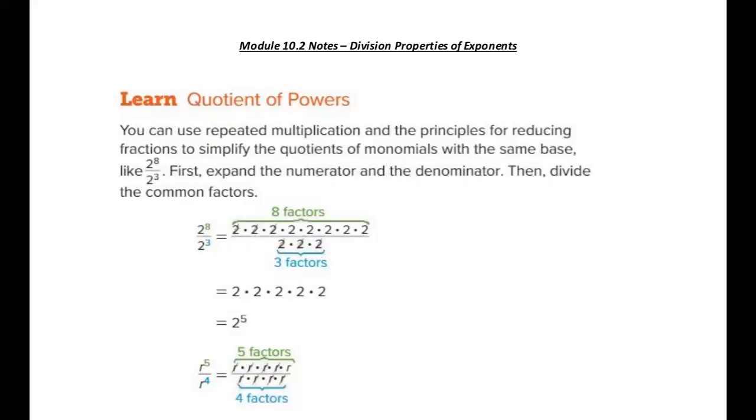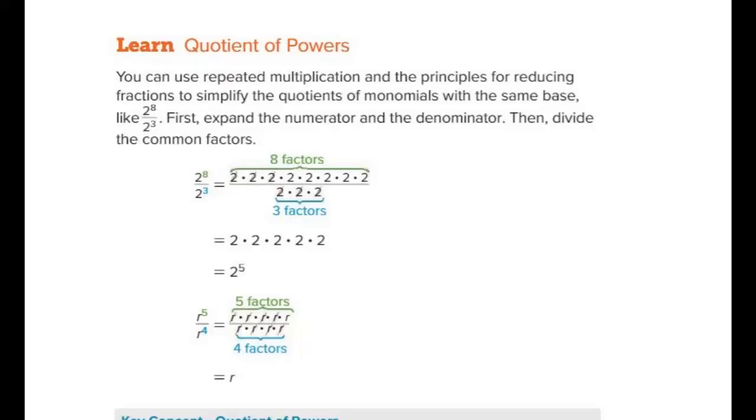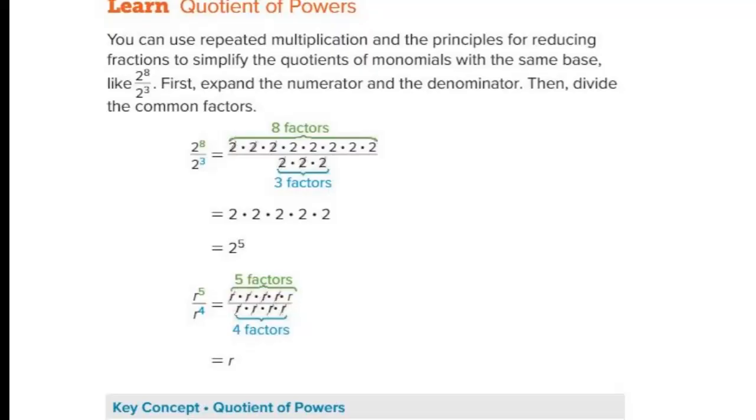And it says, let's talk about quotient of power. So we are dividing. Quotient is the name for the answer to a division problem. You can use repeated multiplication. So if we have 2 to the 8th divided by 2 to the 3rd, we could write it all out, but that's long and tedious. And we would see that the 3 on top and the 3 on the bottom cancel out, and we are left with 5 2's that are being multiplied together. Okay?